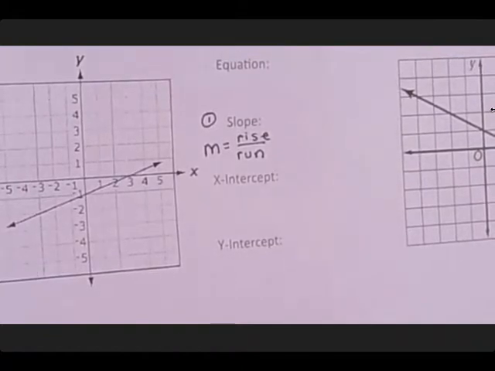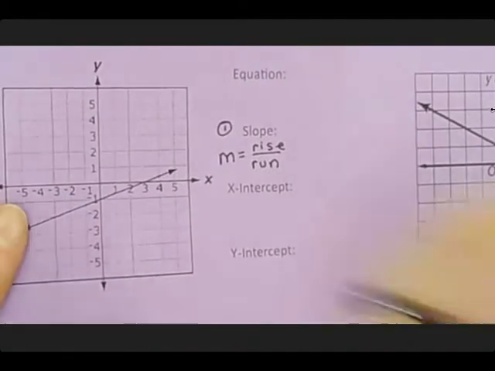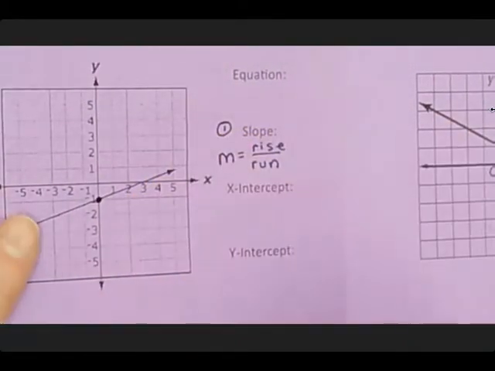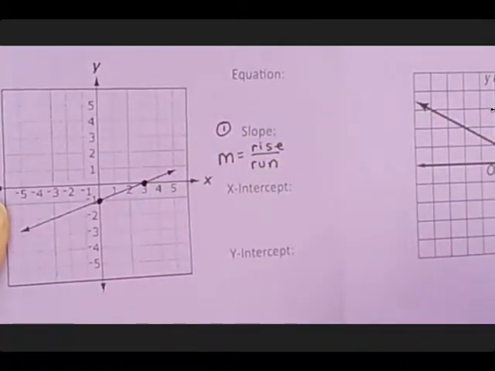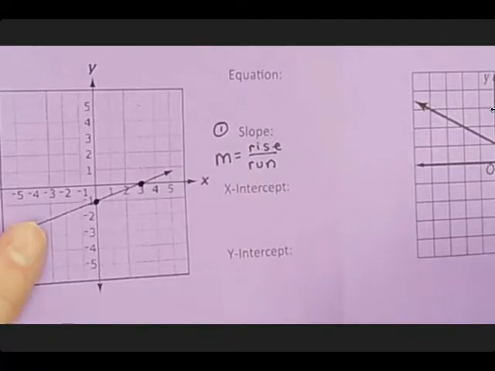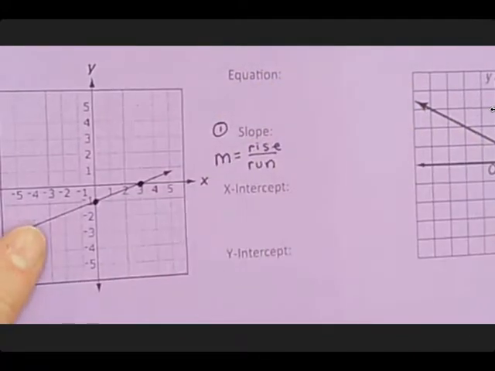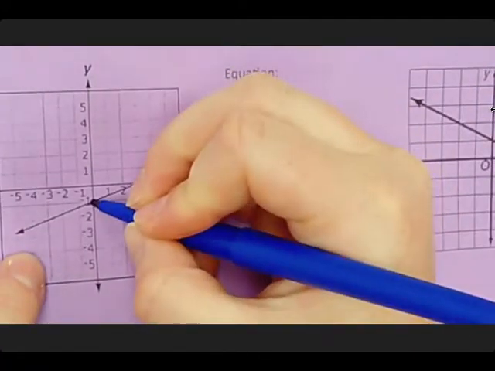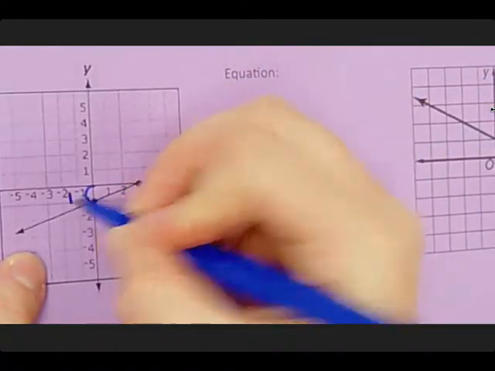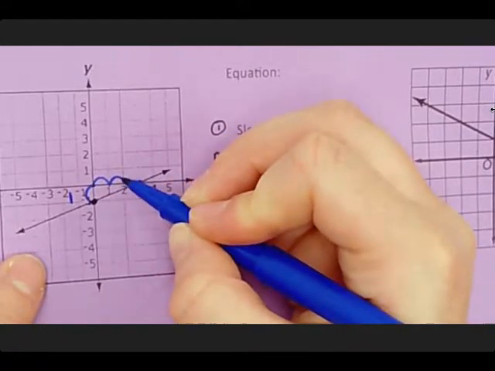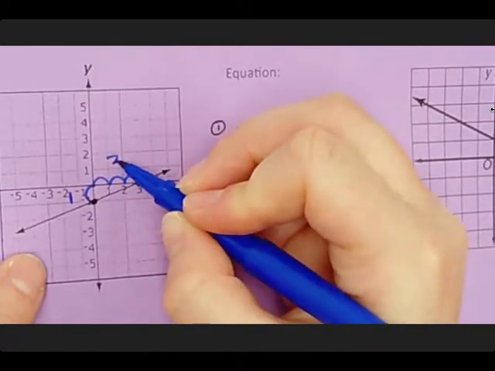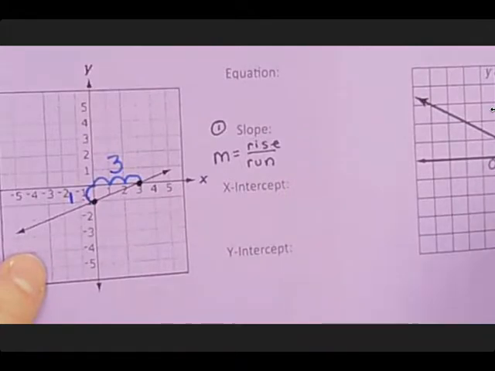So in order to do our slope, we need to have 2 points that we count, rise over run. 1 and 3. So we need to count rise. So I'm going to do jumps. So rise 1, and then run 1, 2, 3. 1/3. Yep. So it is 1/3.